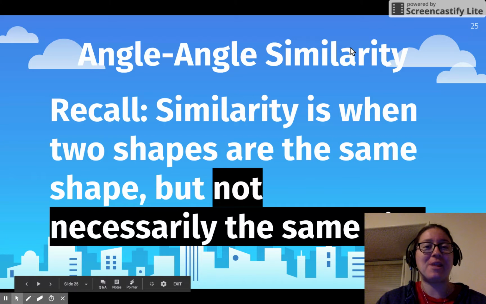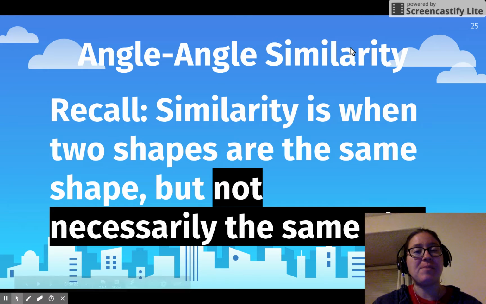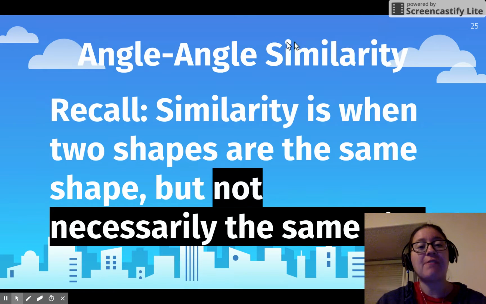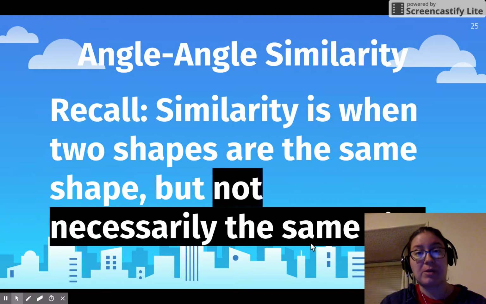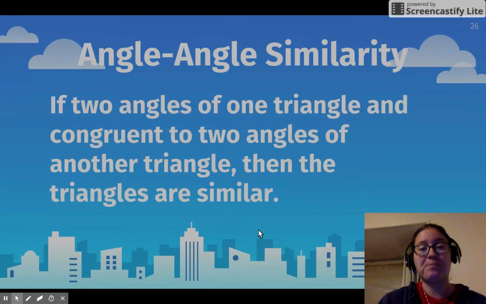We'll be talking about angle-angle similarity today, just waiting for the presentation to load. So similarity was something we talked about with dilations, and if you'll recall, similarity is when two shapes are the same shape, but not necessarily the same size. If they're the same shape and the same size, we call them congruent, and if they're the same shape but might be bigger or smaller, then they are similar.